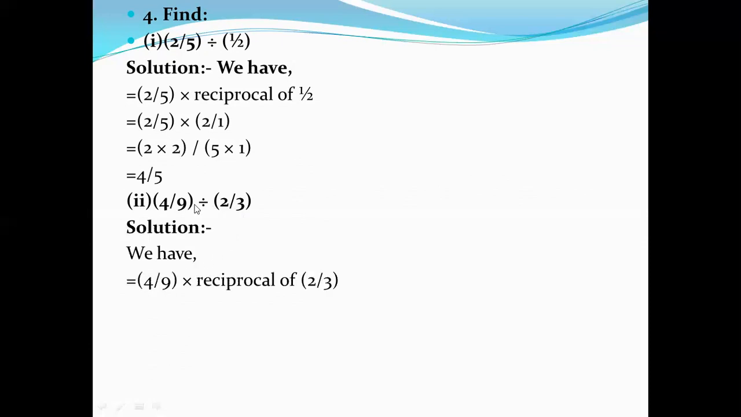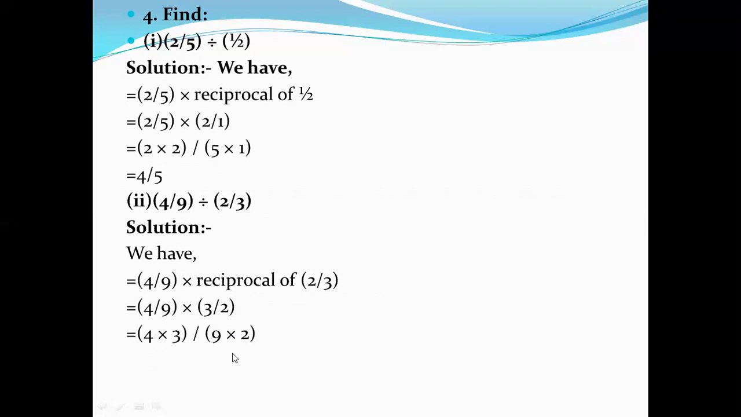4 by 9 into the reciprocal of 2 by 3. What is the reciprocal of 2 by 3? 3 by 2. 4 by 9 into 3 by 2. Can you reduce it here? Here the numerator is 4 and the denominator is 2. You can reduce it. 2 1s are 2, 2 2s are 4. Here the numerator is 3 and the denominator is 9. So 3 1s are 3, 3 3s are 9.